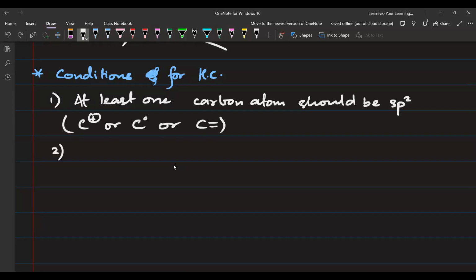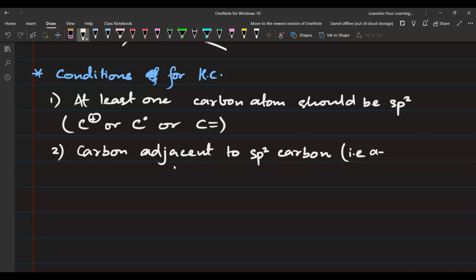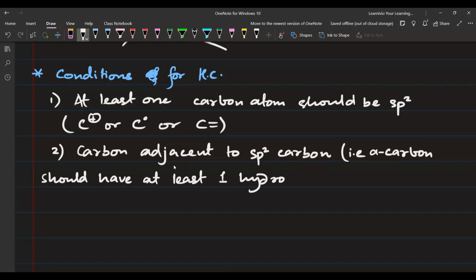Second condition is that the carbon adjacent to the sp2 carbon, that is the alpha carbon, should have at least one hydrogen. Fine. These are the two conditions. Then we will practice a few questions, and that will help you understand.